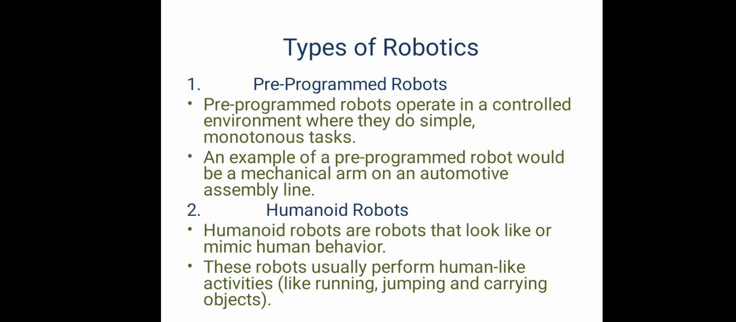Some of the various types of robotics are: first is pre-programmed robots. Pre-programmed robots operate in a controlled environment where they do simple or monotonous tasks. One example of a pre-programmed robot is a mechanical arm on an automotive assembly line. Second comes the humanoid robots that look like or mimic human behavior. For example, they are used to perform human-like activities like running, jumping, and carrying objects, etc.